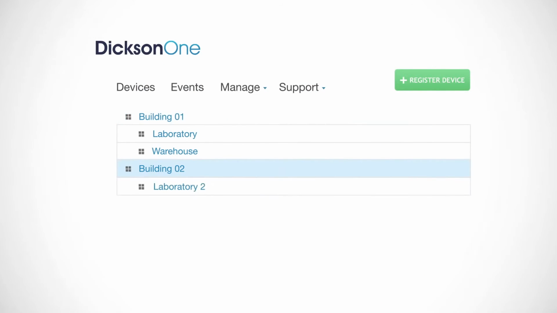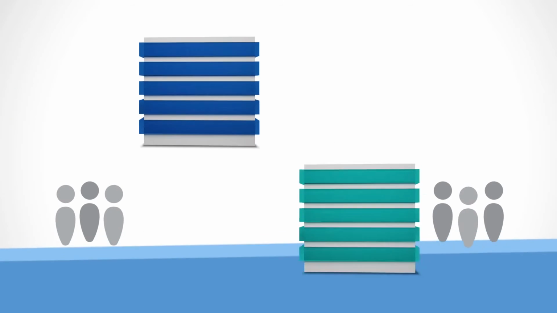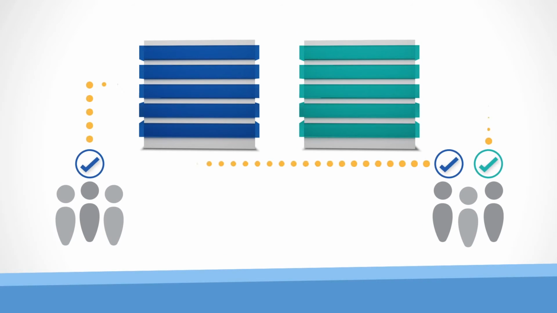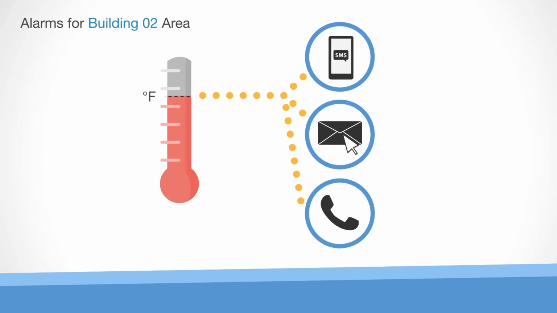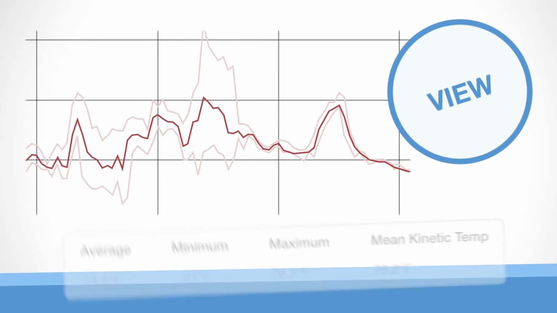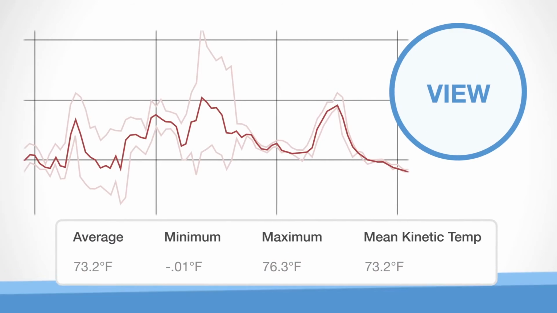Customize settings to fit your needs. Assign access privileges to anyone on your team. Tailor user permissions based on location or other criteria. Receive alerts how and when you want them. View critical values over a range of readings.